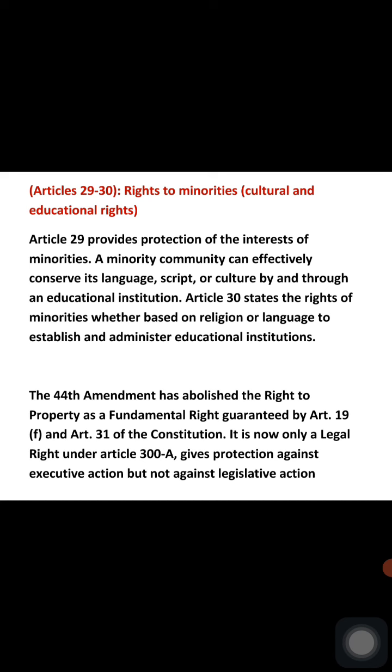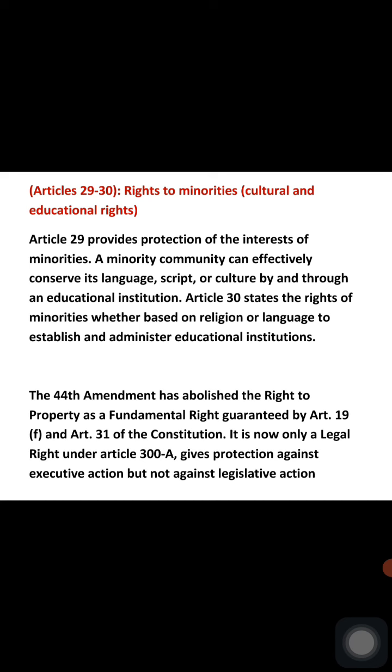Then the fifth one, right to minorities, or we can also say cultural and educational rights. This comes under Article 29 and Article 30. Article 29 provides protection of the interest of the minorities. Minority groups are provided protection under this article. A minority community can effectively conserve its language and their scripts and oral culture through an educational institution.